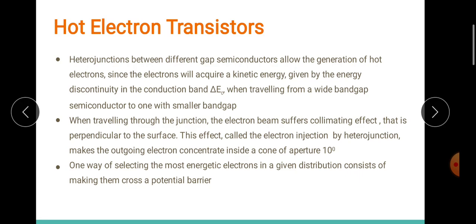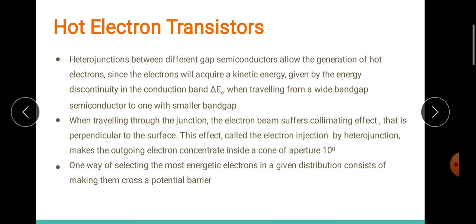Right? So, right now we know what hot electrons are and how they are created. We know that heterojunctions nourish these hot electrons because they allow the generation of hot electrons due to the change in their conduction band energy. And the high kinetic energy electrons are converged into a very small region, and we call that process electron injection by heterojunction.